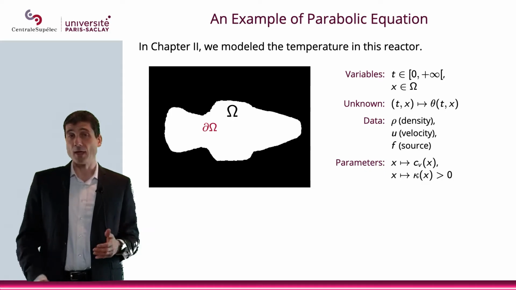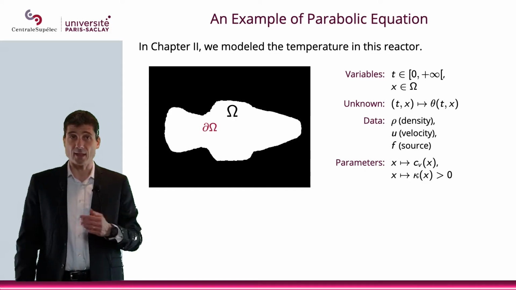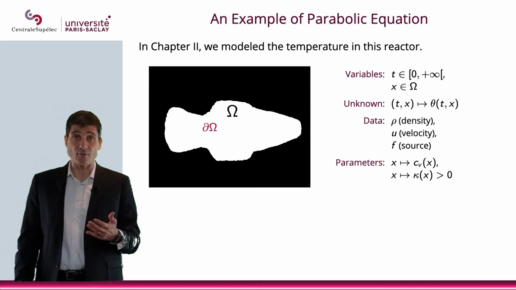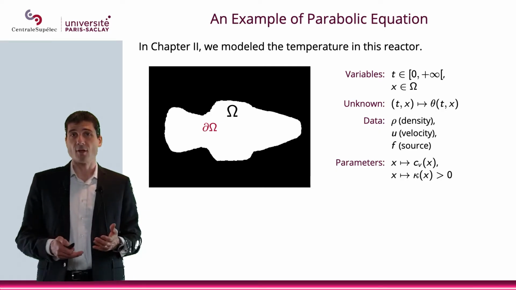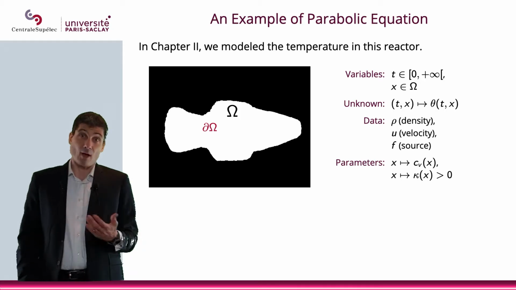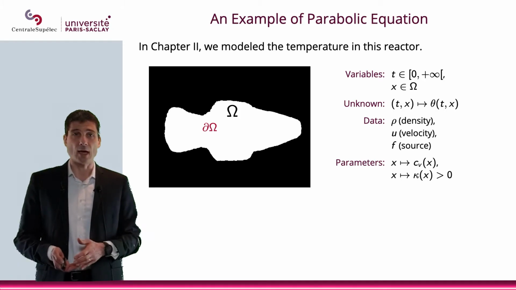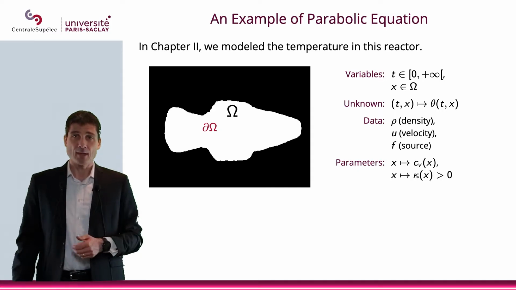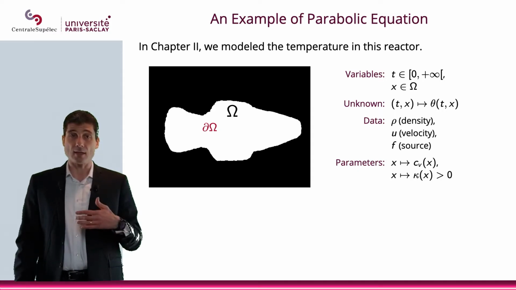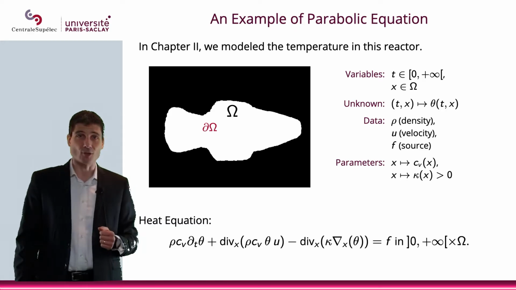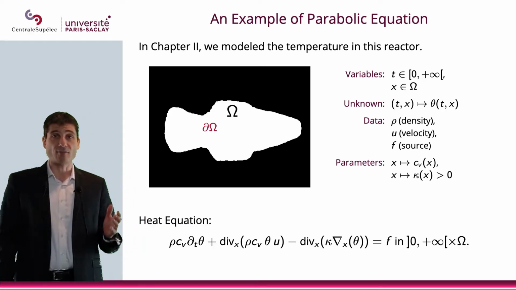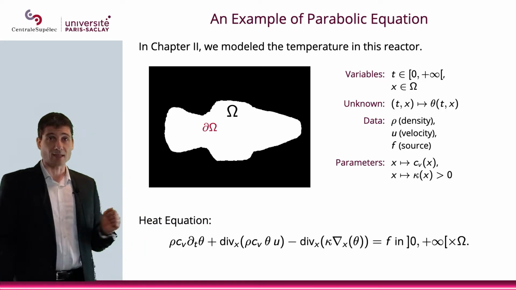We had some data, the density of the fluid inside of the reactor, the velocity of the fluid going through the reactor, the source of heat, well, obviously it's a reactor, and then we had some parameters, C and kappa. Now, based on this, and I suggest you go back to Chapter 2 if you forgot, we derived the heat equation, which is right here.